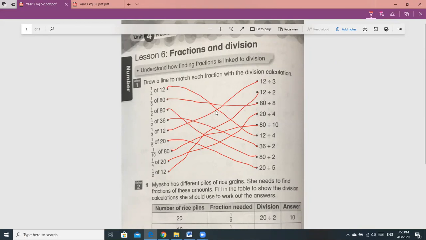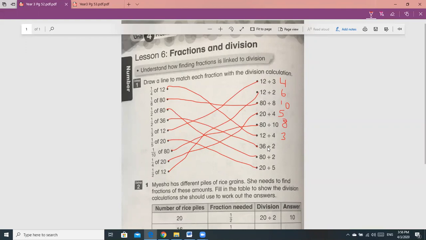Let's make the answers here. Okay, so quarter of 12 is 12 divided by 4, which equals 3. Excellent. Here, third of 12, which means 12 divided by 3, which is equal to 4. So the third of 12 is 4. 80 divided by 8 is 10. 12 divided by 2 is 6. 20 divided by 4 is 5. 80 divided by 10 is 8. So tenth of 80 equals 8.